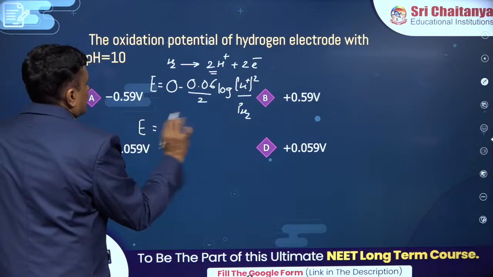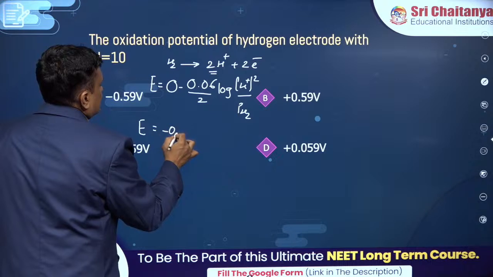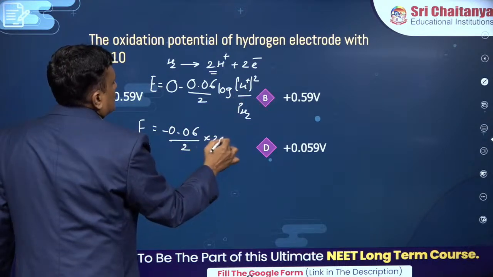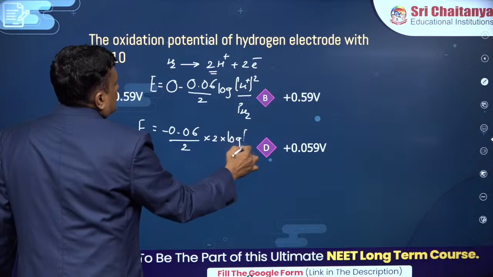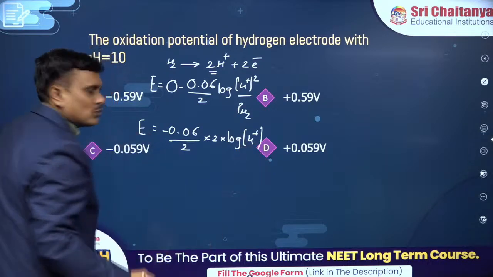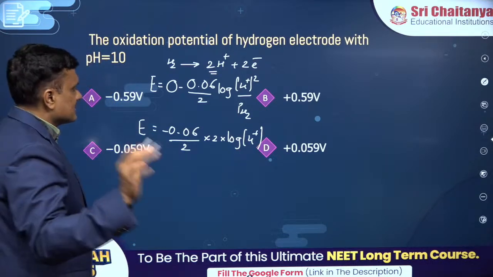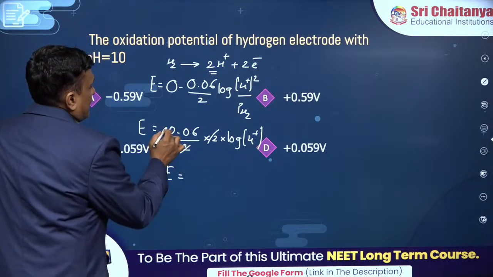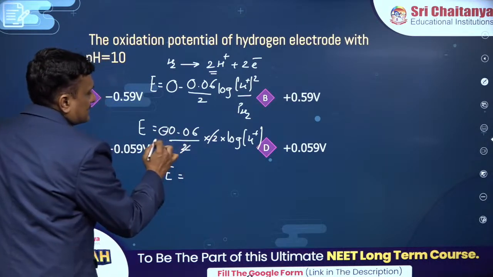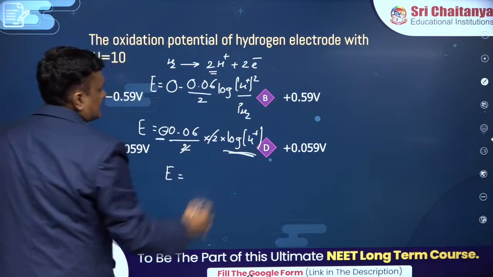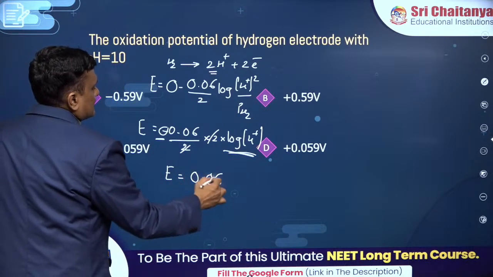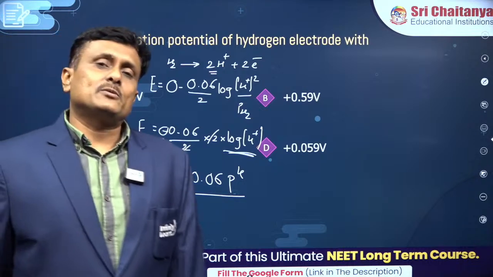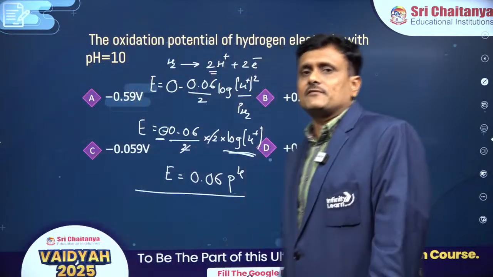Equal to, don't do any calculations right now at this junction. 0.06 by 2. You can write this as 2 into log H plus. Don't do any calculation, don't put anything. Just listen to me what I do here. Equal to, most of the questions will be like minus log. You can see minus is here, log H plus is here. So if I spare this, this value can be written as pH. So this is another equation to find out the EMF of the cell if pH is given.